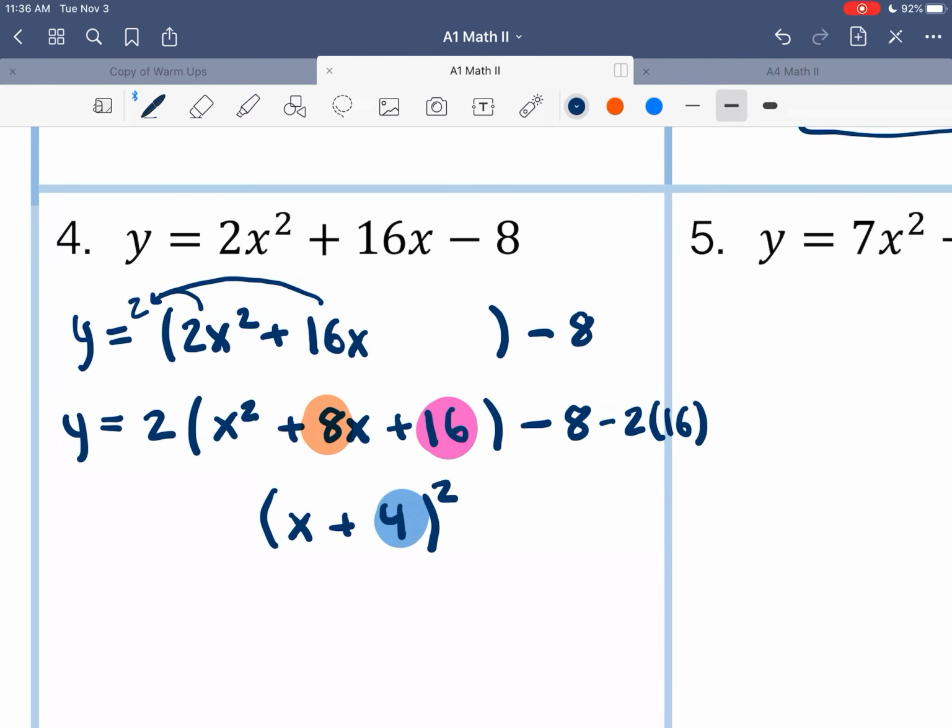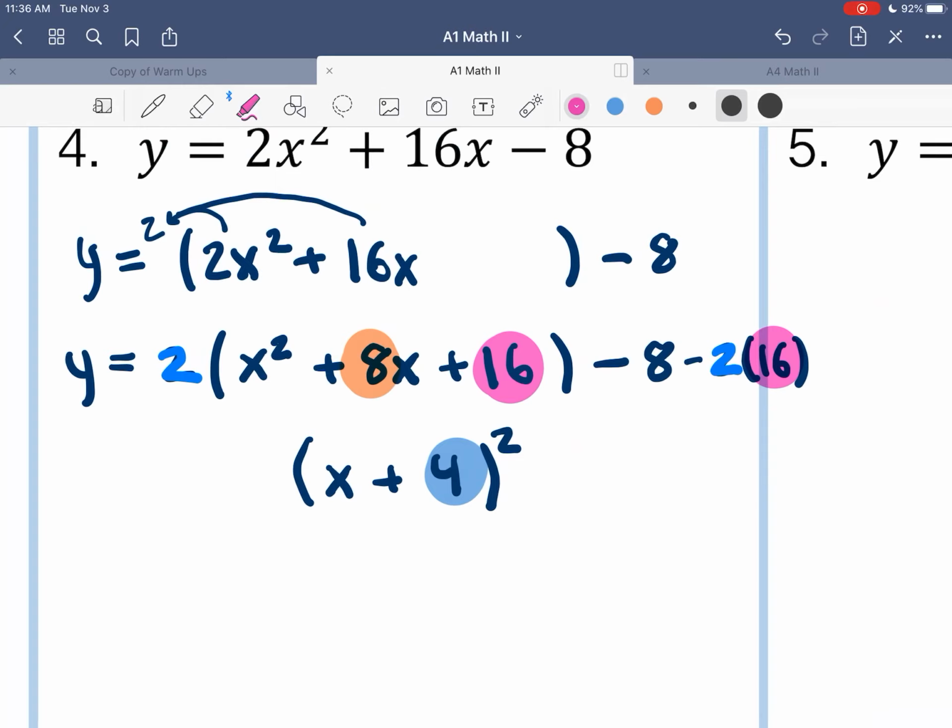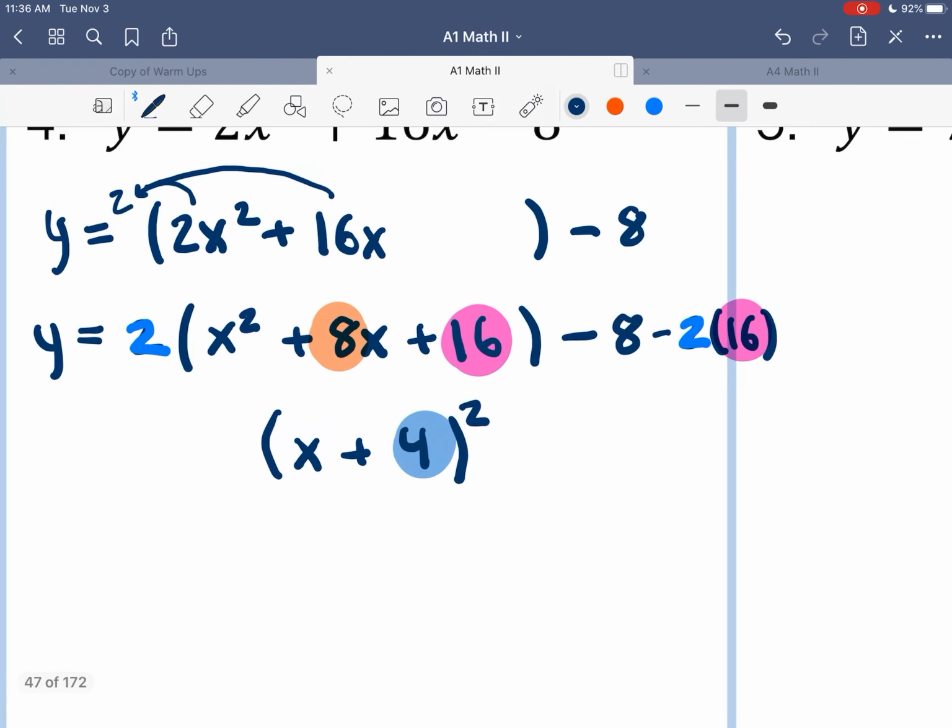I will maybe do colors here so you can see. I'm keeping the balance by taking away 16, but I have to take away 2 times 16 because the 16 is in parentheses that is multiplied by 2. So it just gets a little bit funky there at the end where we're keeping the balance. Okay, so we have -8 minus 2 times 16, which is 32.